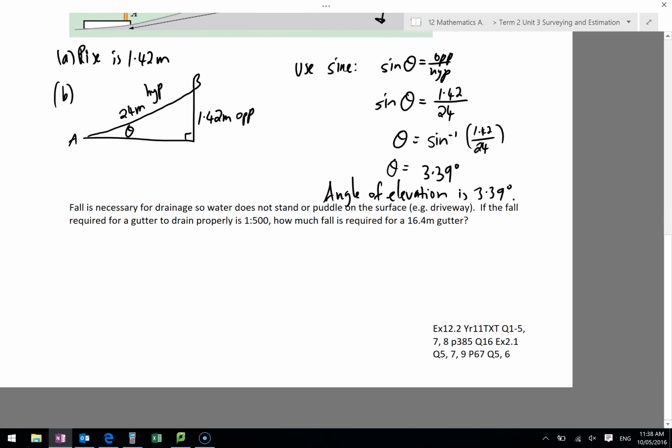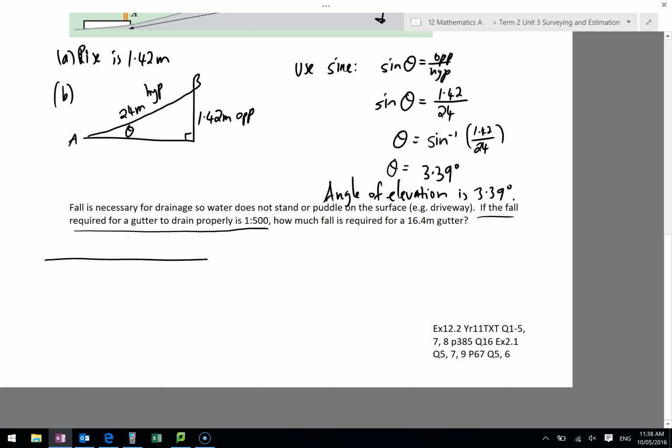Okay, this final problem uses the idea of ratios. Okay, the fall is necessary for drainage so that water doesn't stand or puddle on the surface, for example a driveway. So even if your driveway at home looks flat, it probably has a small slope to it so that water doesn't just sit there and flood and ruin your concrete. So look at this scenario, the fall required for a gutter to drain properly is 1:500.